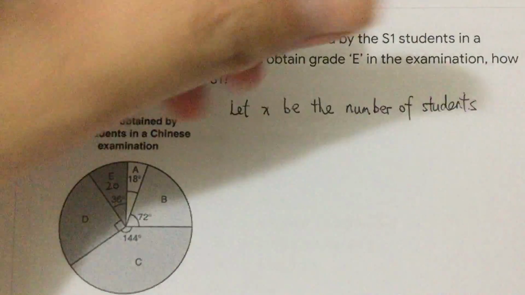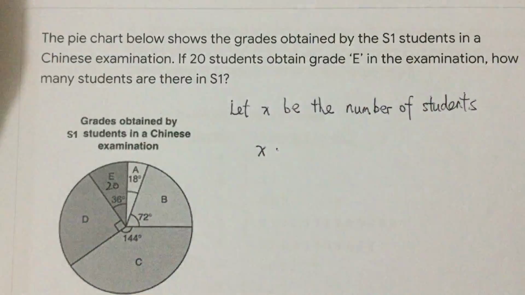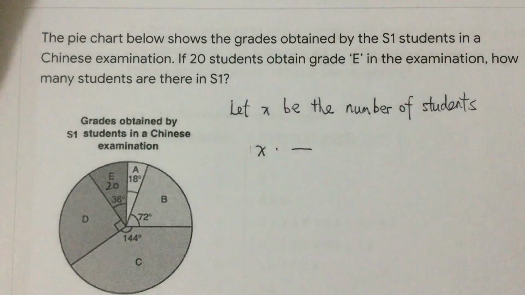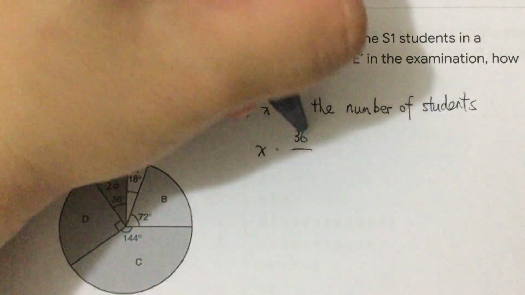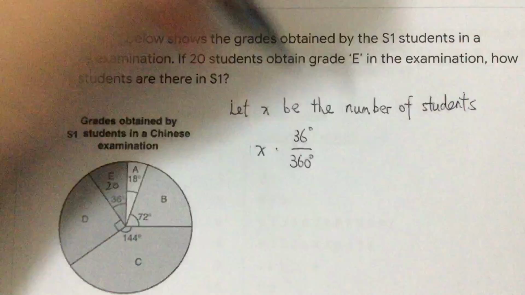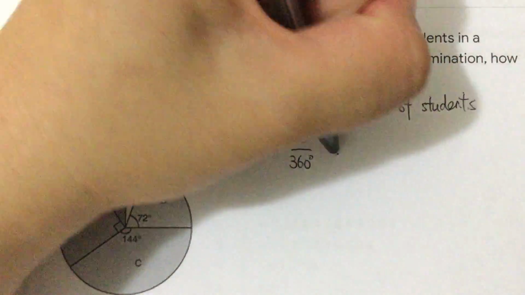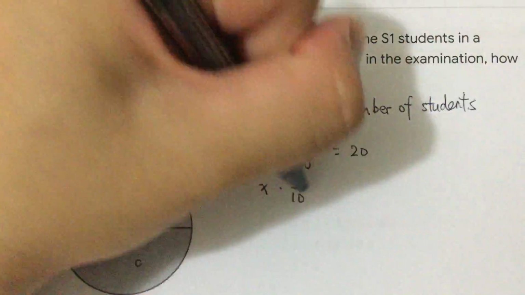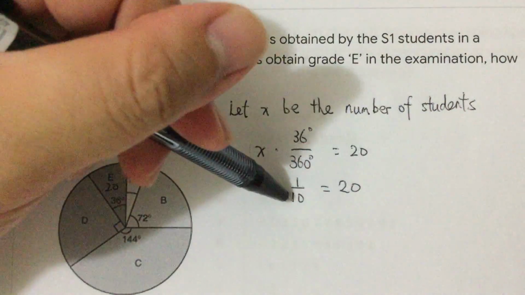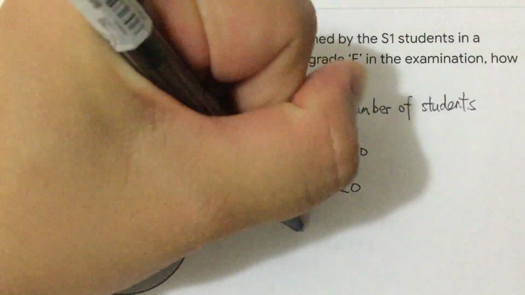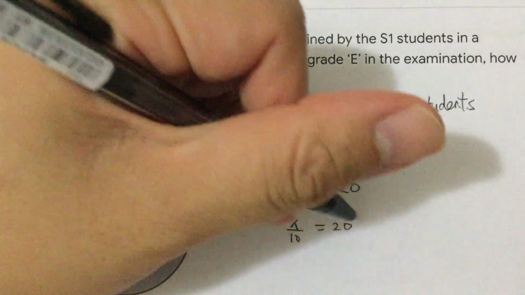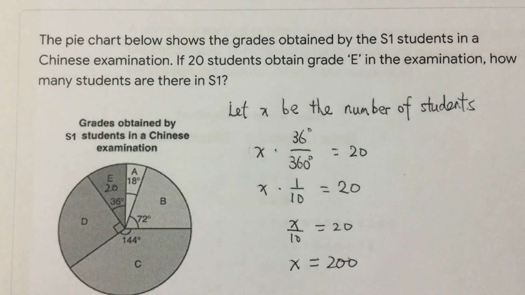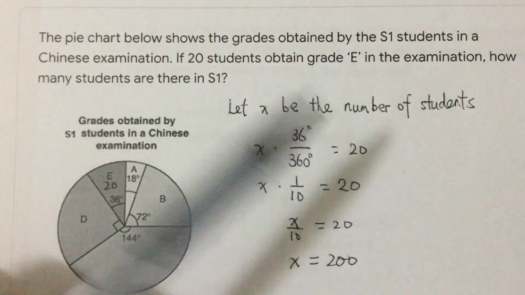So you will use X. You will times the fraction. Because this one is the total, you can times the fraction and you will get a part of it. This one is 36 degrees over 360 degrees. And then you know that this one is only 20 students. So you got X times 1 over 10 equals 20. That means you can times 10 here so that you have X over 10 equals 20. And then you times 10, X will equal 200. So this one is the answer for the total number of students.